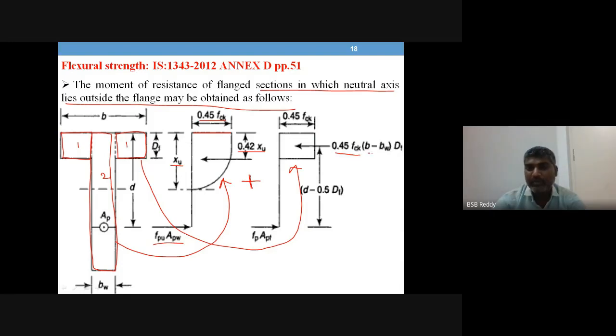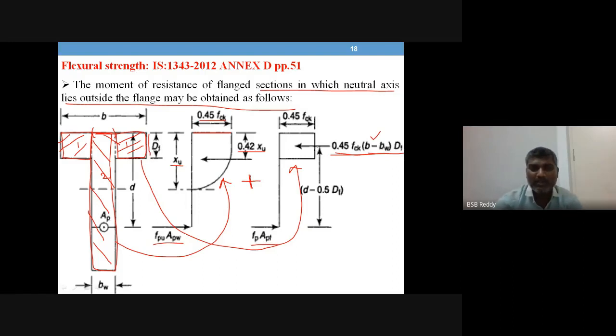Okay, right. Now you can see this is 0.45 fck. This is the total B minus Bw. This is Bw. So B minus Bw is the width and Df is the depth. That is how you get the total area of this portion, and the remaining is this one. So 0.45 fck into (B minus Bw) into Df is the compressive force, and the tensile force anyhow is fp into Apf.